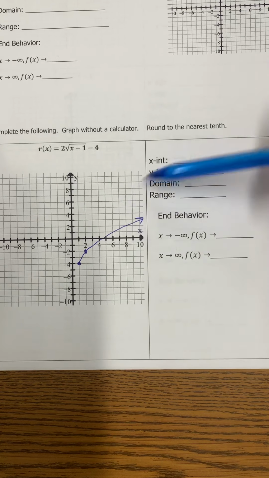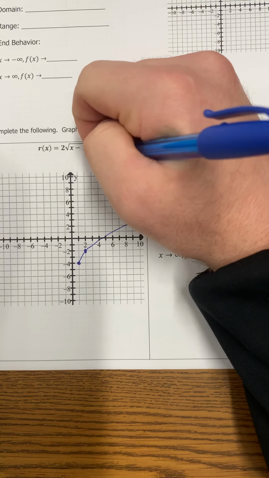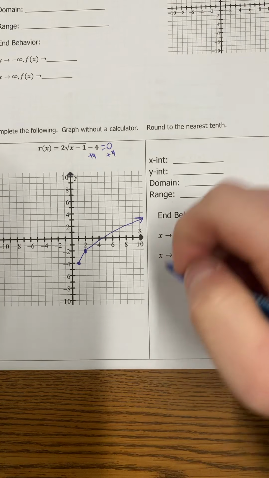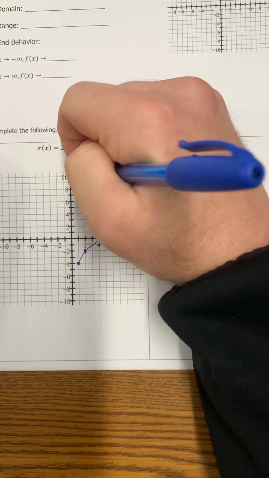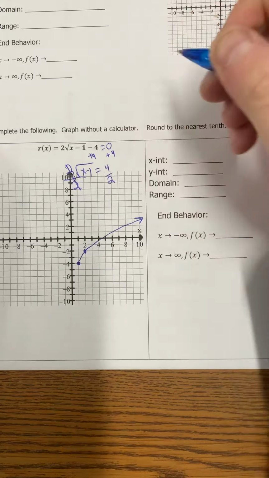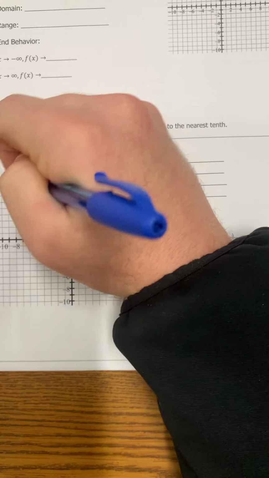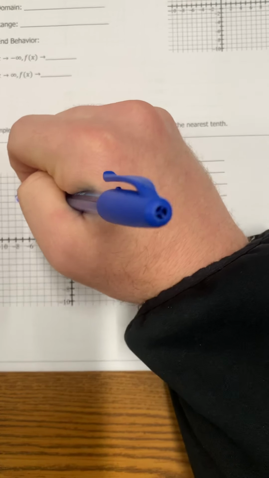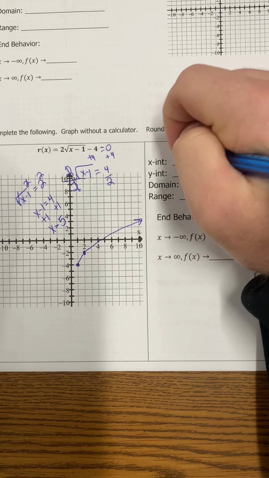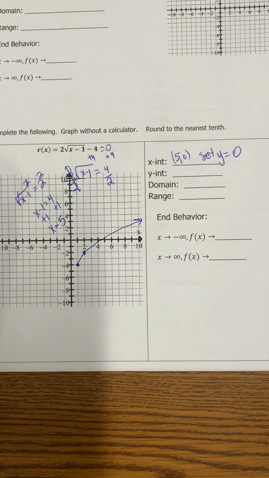All right, looking at our graph, we don't know the x-intercept exactly, so we would set our equation equal to 0 and solve for x. Add 4 to both sides. We get 2 times the square root of x minus 1 equals 4. Divide both sides by 2. We get the square root of x minus 1 equals 2. Square both sides. x minus 1 equals 4. Add 1 to both sides. So x equals 5 would be our x-intercept, and we find that by setting y equal to 0.